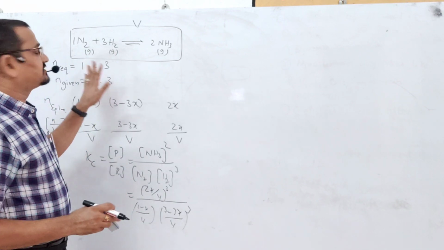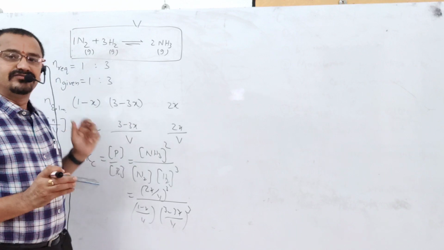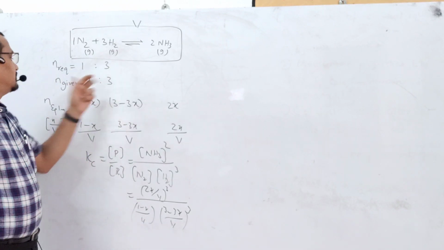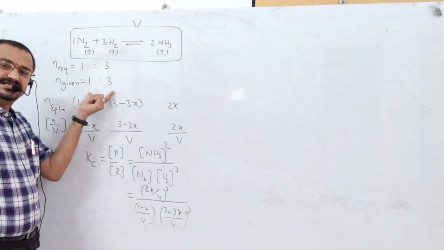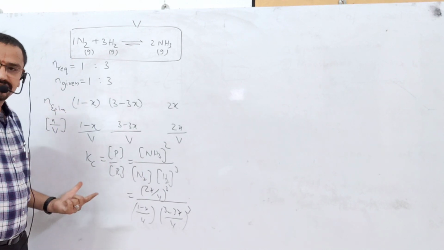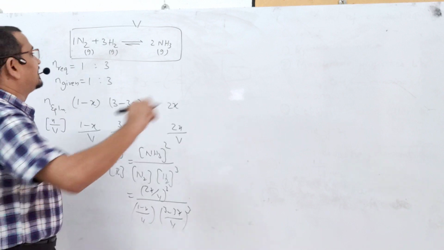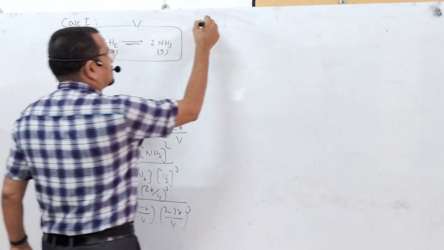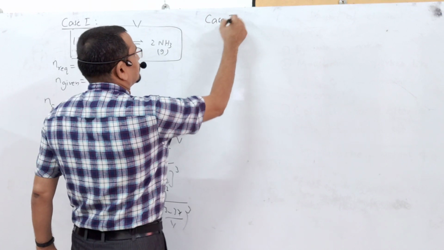So this is the first way of approaching a numerical. Once again I am repeating: number of moles required is 1:3. If number of moles given is also the same, then this is the way we have to solve. This is case 1. We have studied case 1. Let's come to case 2.